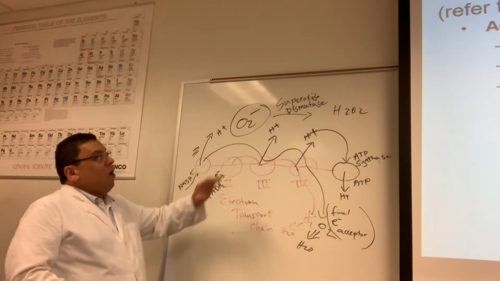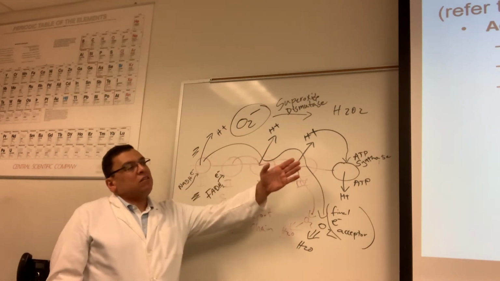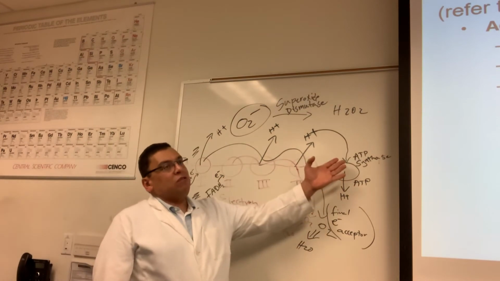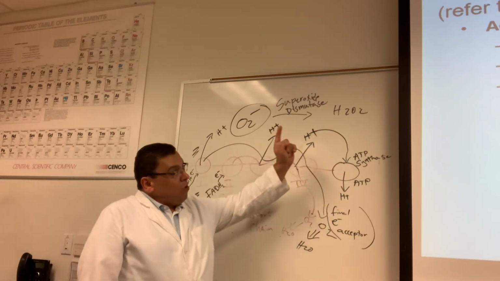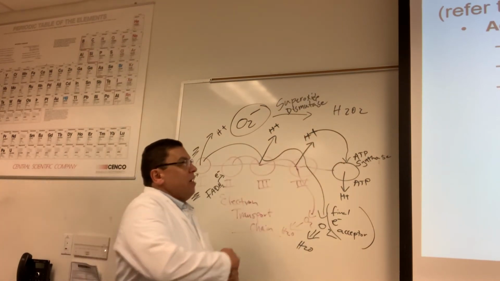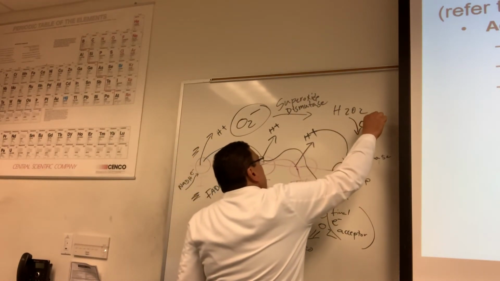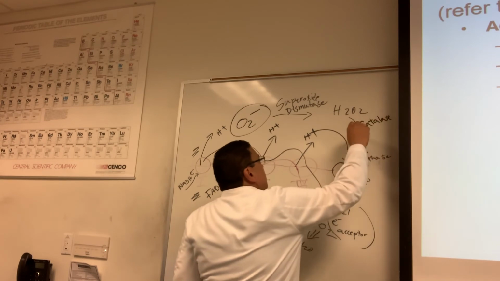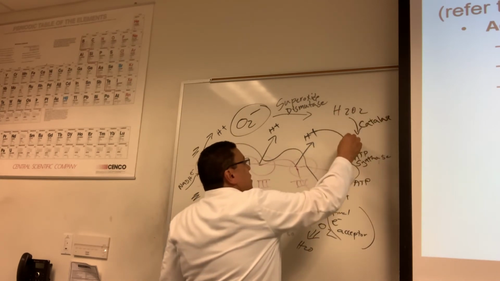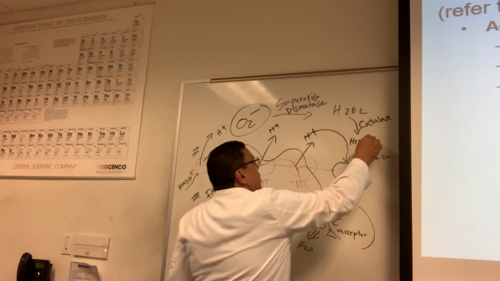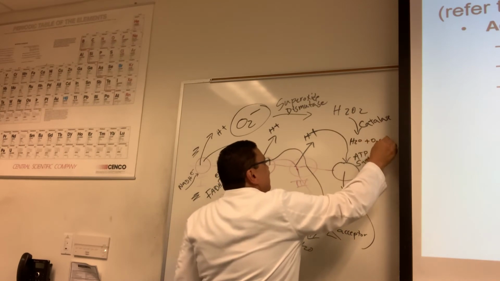So you're converting one toxin to a lesser toxin, but that's not the final solution. The final solution is to also get rid of this one. And that's where Catalase comes in. In GenBio, we have a lab on this. We take Catalase, add it to hydrogen peroxide, and we end up with water plus oxygen gas. It bubbles.